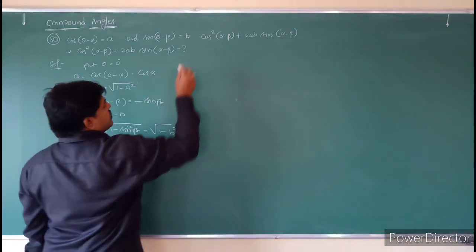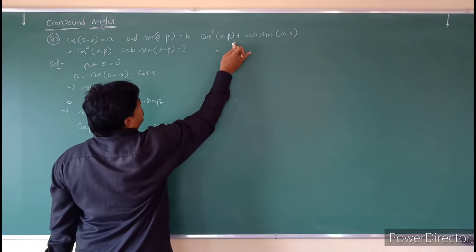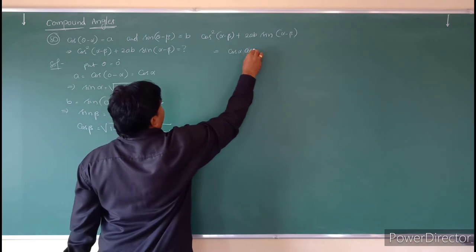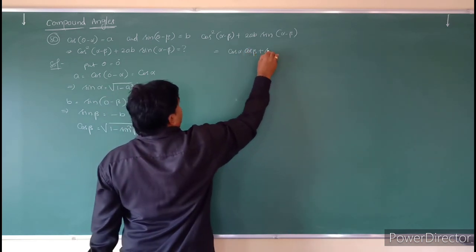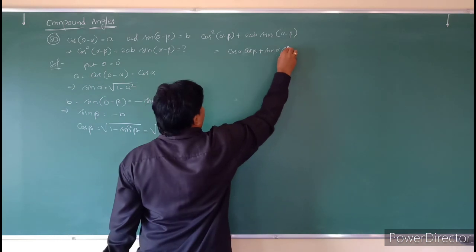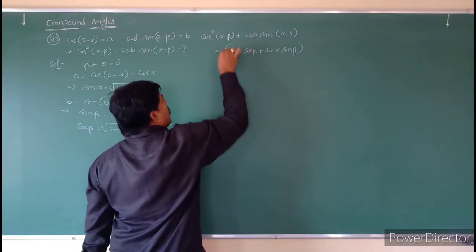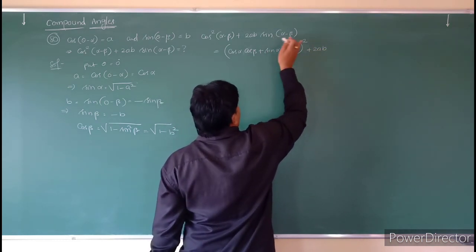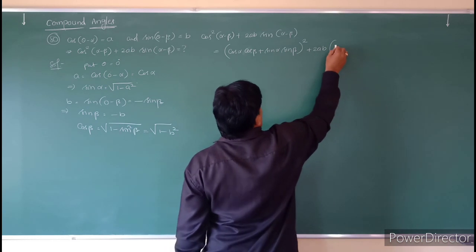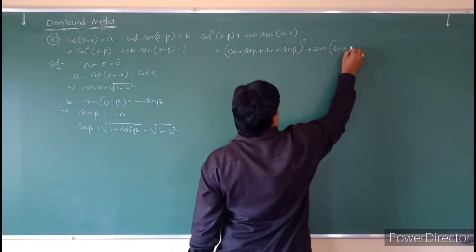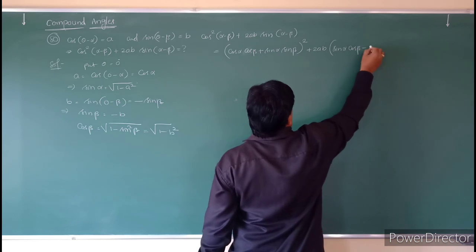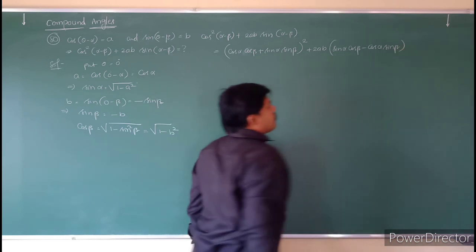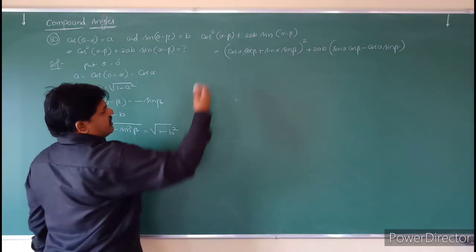Okay, so see these, students. The cos of (a minus b) formula is (cos alpha cos beta plus sin alpha sin beta) whole square, plus 2ab into the sin of (a minus b) formula, sin a cos b minus cos a sin b. Do you understand that? I have just applied the formula only.